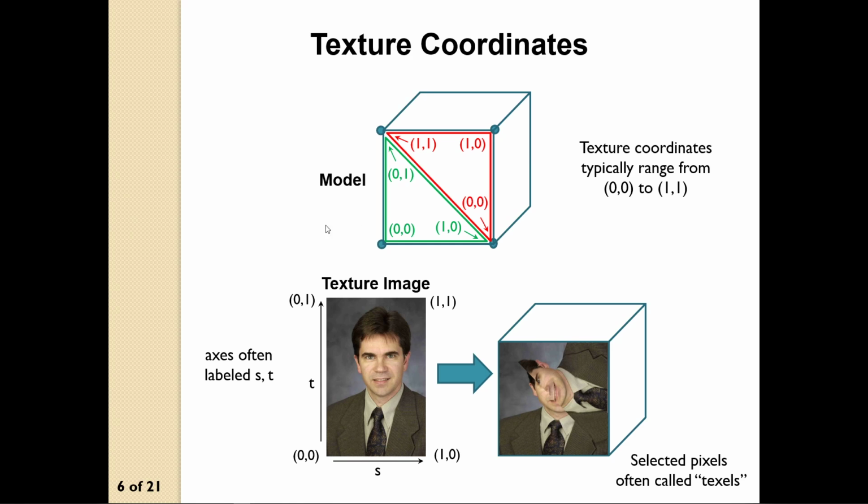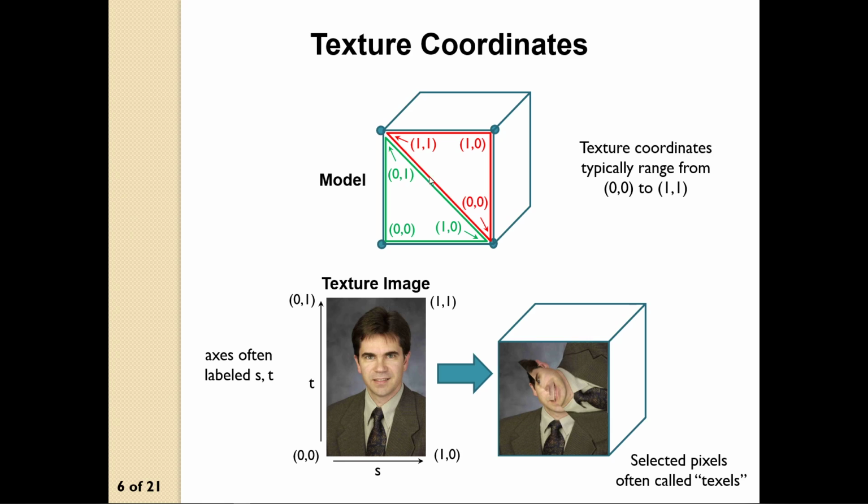Okay, so 0, 1 corresponds to this corner here. 0, 0, this corner here. 1, 0, this corner here. So this first triangle, the green triangle on our screen here, would pull the texture from in between those points. It would take this lower triangle here, which is why we see this portion of the image.